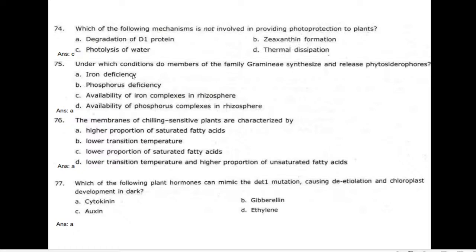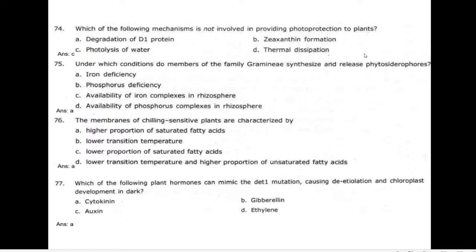Under which condition does a member of the family Gramineae synthesize and release phytosiderophores? It can produce them under iron deficiency. Whenever plants of this Gramineae family are facing iron deficiency, they produce phytosiderophores. These phytosiderophores have many medical applications.